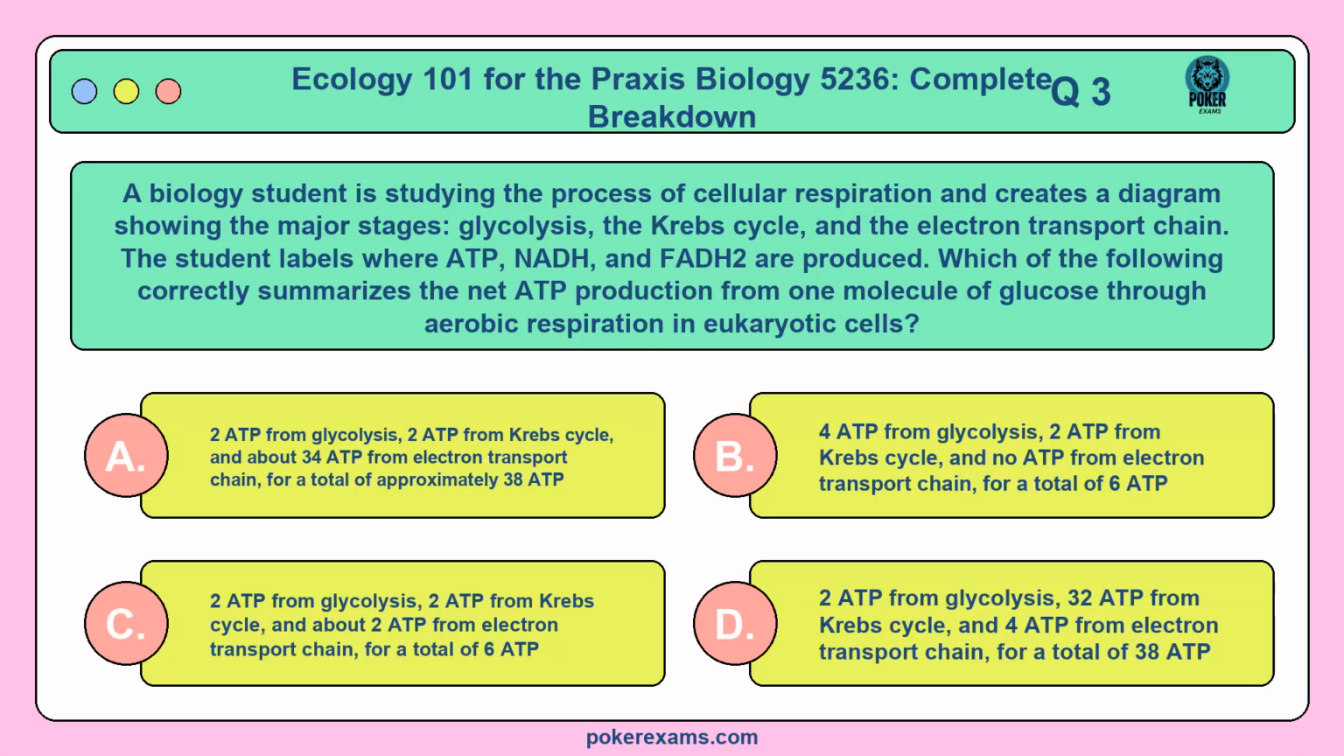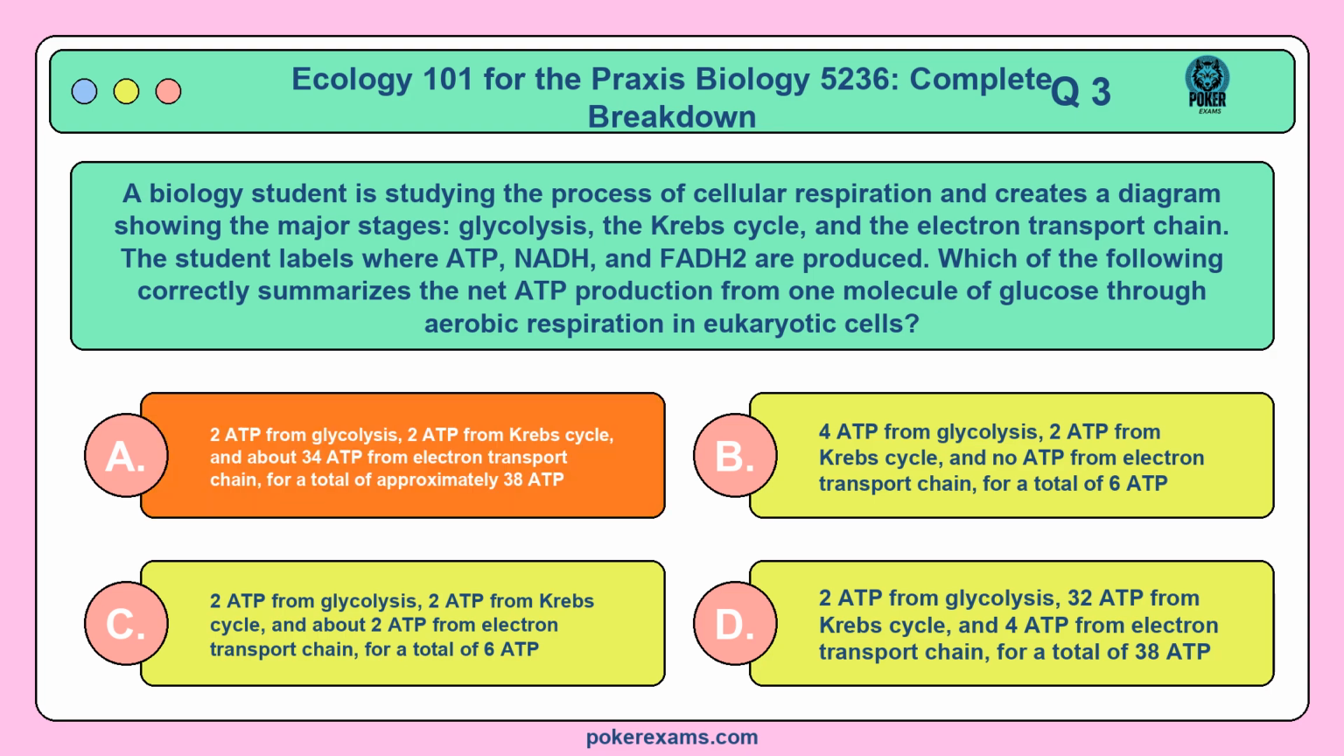Question 3. A biology student is studying the process of cellular respiration and creates a diagram showing the major stages: glycolysis, the Krebs cycle, and the electron transport chain. The student labels where ATP, NADH, and FADH2 are produced. Which of the following correctly summarizes the net ATP production from one molecule of glucose through aerobic respiration in eukaryotic cells?